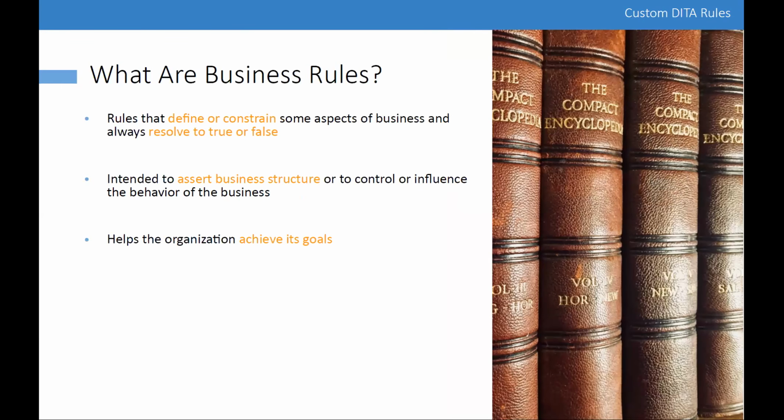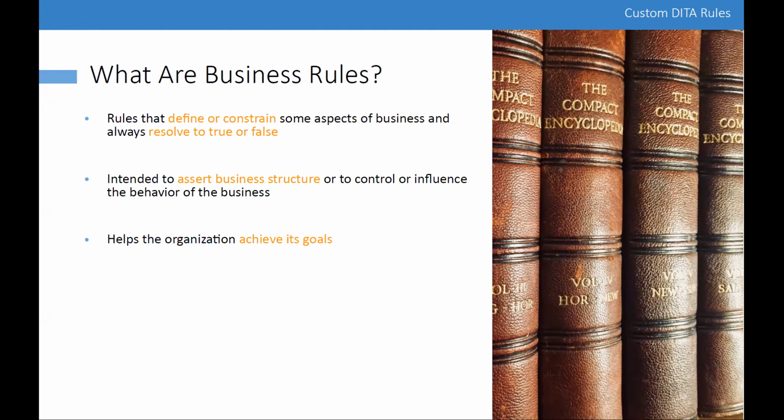So what are business rules? The definition of a business rule is a rule that defines a constraint and resolves to true or false. It either is true or false, and it assesses the business structure. It checks the document and controls the behavior of your project, and it helps you to achieve your goals. So this is how a business rule is defined.